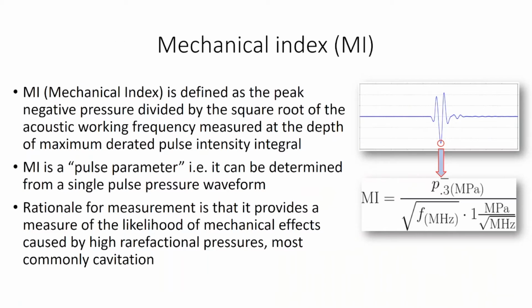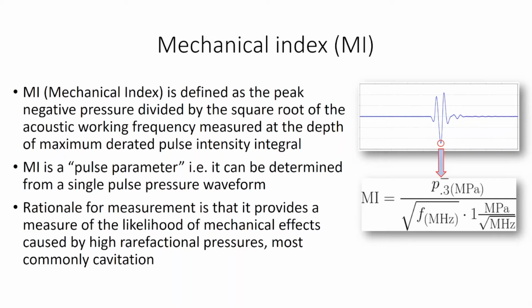Mechanical index. Mechanical index is defined as the peak negative pressure divided by the square root of the acoustic working frequency measured at the depth of maximum derated pulse intensity interval. The mechanical index is a pulse parameter. That is, it can be determined from a single pulse measurement.